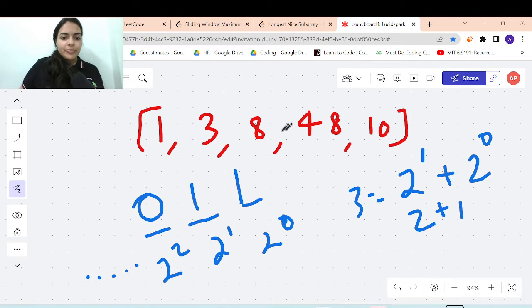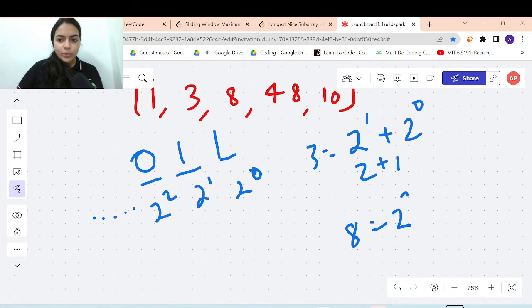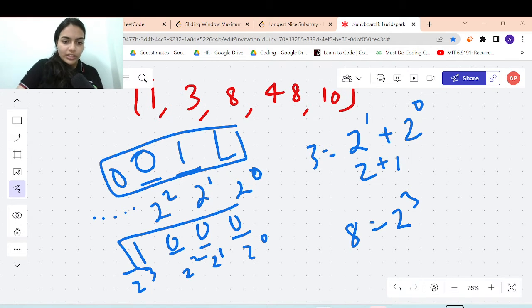Now similarly, let's write 8. What is 8? 8 is simply 2 power 3, so 2 power 3 will come here. This is 2 power 2, 2 power 1, 2 power 0 and so on. So in simple terms, this is the binary representation for 3 and this is the binary representation for 8.